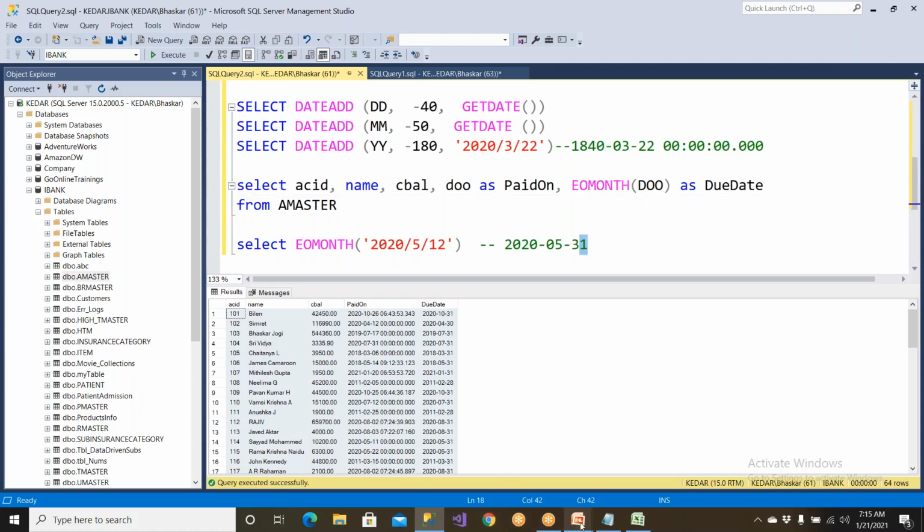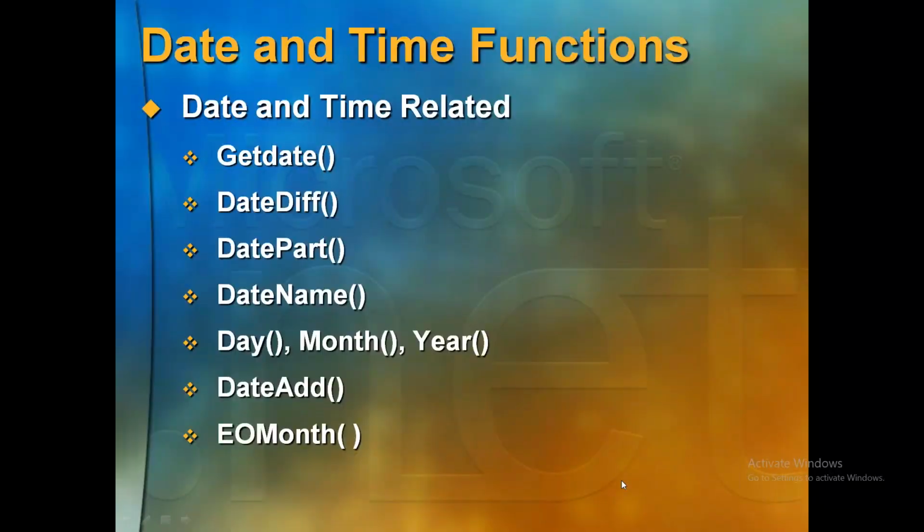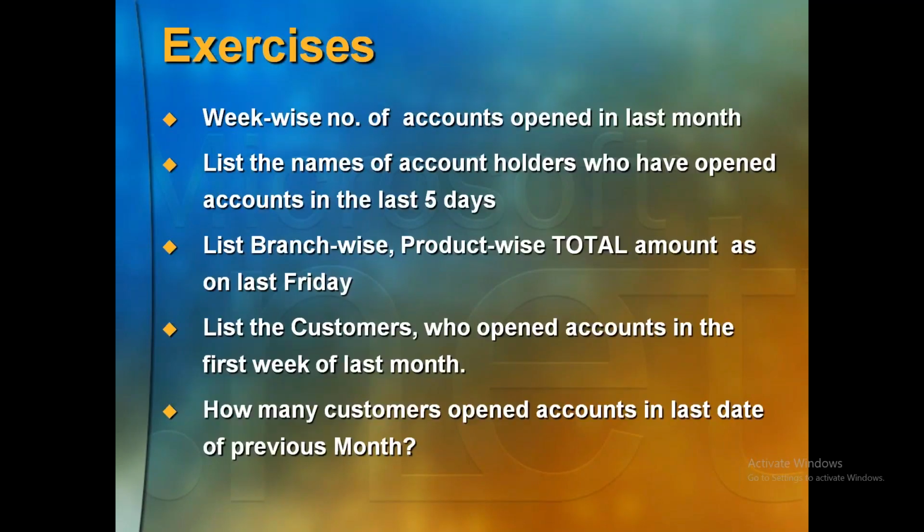Am I clear? So these are the date and time functions that you need to work on. These are the exercises that I'll post separately in the notepad. You must do this practice and submit it this weekend. Week wise number of accounts opened in the last month. List the names of the account holders who have opened accounts in the last 5 days. List branch wise, product wise total amount as on last Friday. List the customers who opened accounts in the first week of last month, and how many customers opened accounts on the last date of the previous month.